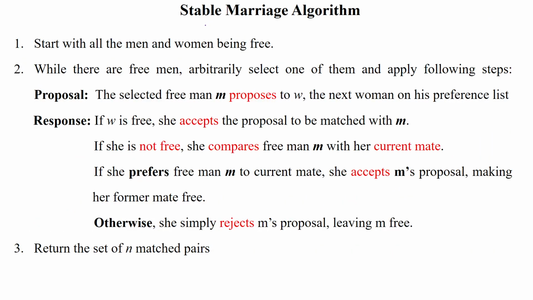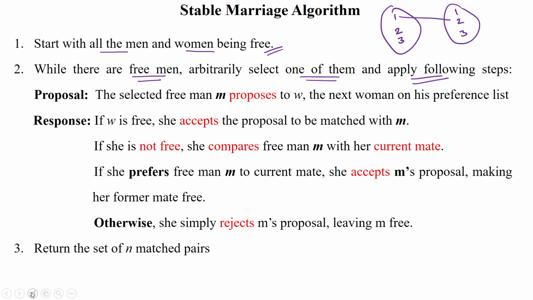Based upon that, the algorithm is given: start with all the men and women being free. Initially we are assuming that all men in the men's group and all women in the women's group are free, and no matching is done as of now. Then, when they are free, we make a man-oriented proposal. Men will propose to the girls. That means men will send the marriage proposal, that is the horoscope, to the women's family. So men will arbitrarily select one of them and apply the following steps.